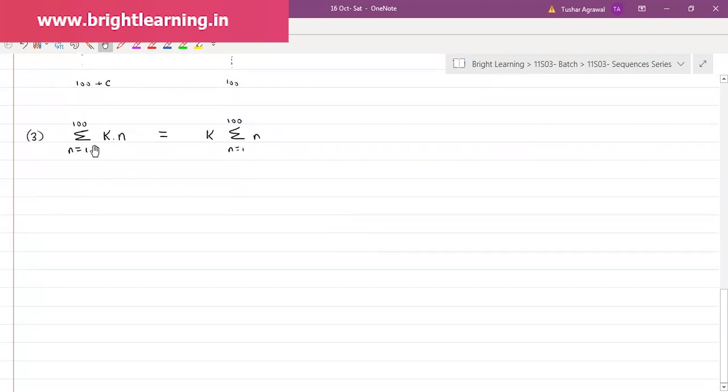The summation of k times n, where n varies from 1 to 100, is the same as, sir, you can take this k outside. Why can you take this k outside? The reason is simple. There is no hi-fi maths here. It's simple.